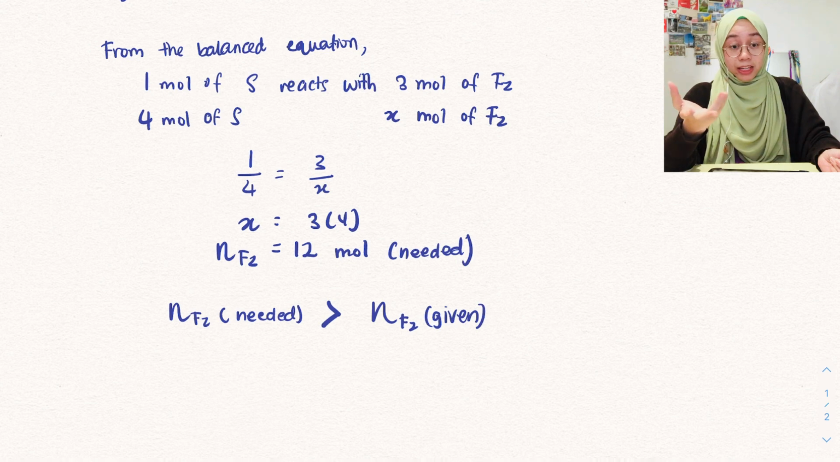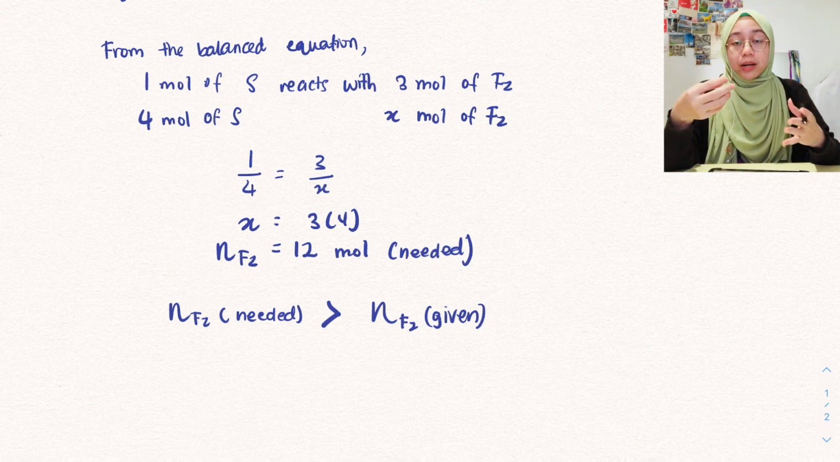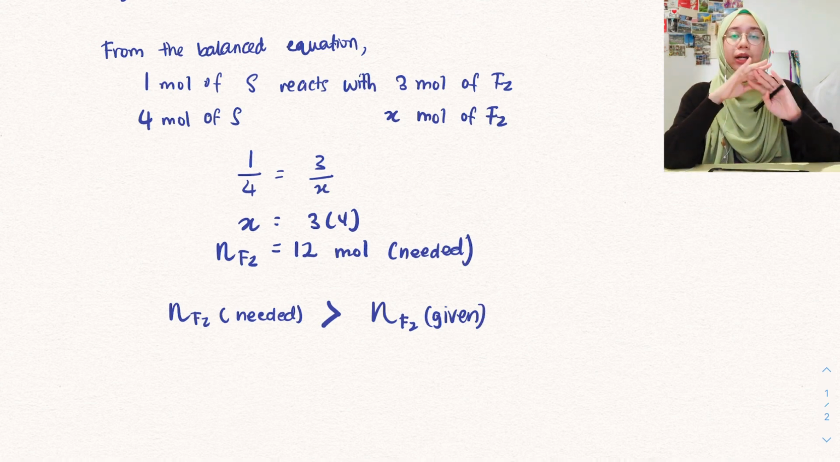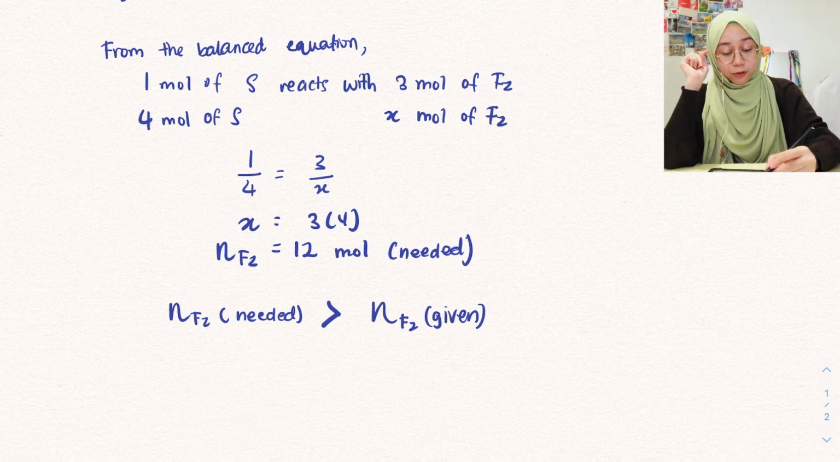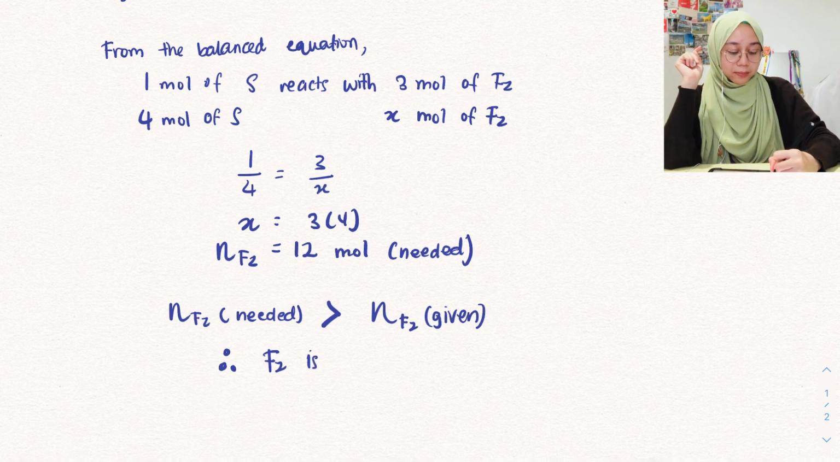Okay, fikirkan. So kalau yang kamu perlukan lagi kurang daripada apa yang kamu ada, habis tak? Ke ada baki? So benda tu kamu kena fikir. So basically, if yang kamu perlukan melebihi daripada apa yang kamu ada, basically the one yang kamu ada tu akan totally habis. So bila dia totally habis, meaning kita punya F2 dekat sini. So kita buat conclusion. So F2 is the limiting reactant.